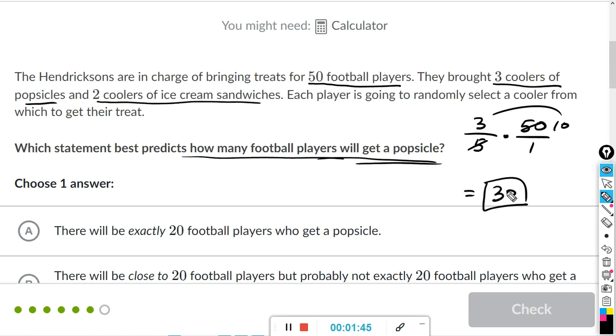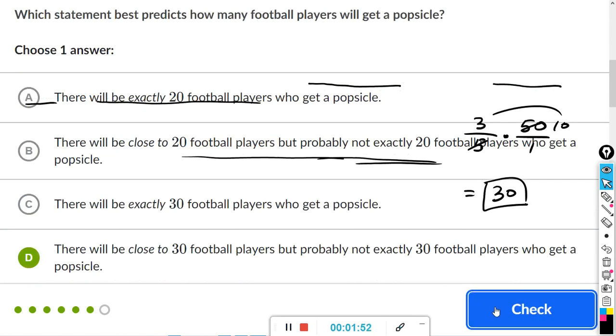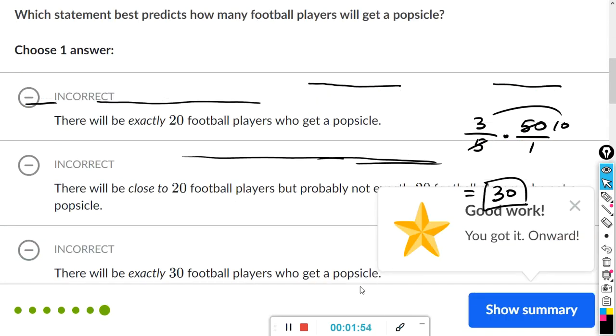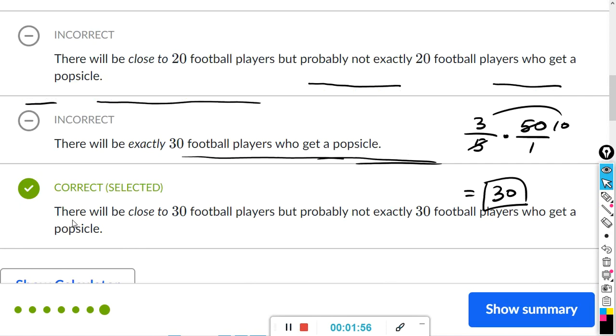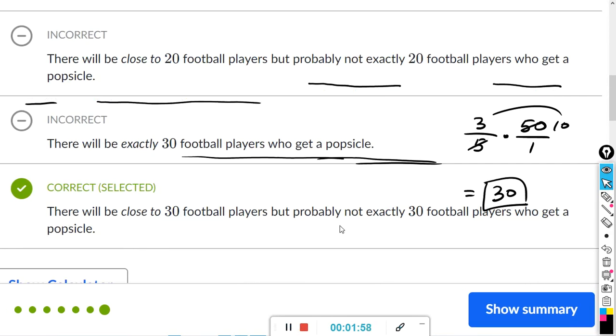Does it mean exactly 30 will get them? No, not necessarily. So I chose there will be close to 30 football players, but probably not exactly 30 football players who get a popsicle. I'm going to check their answer real quick.